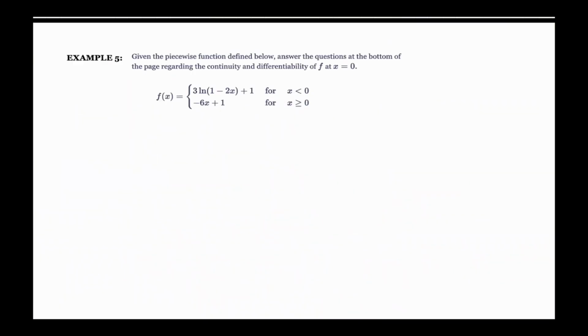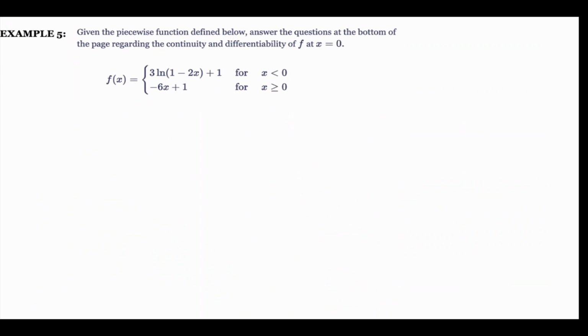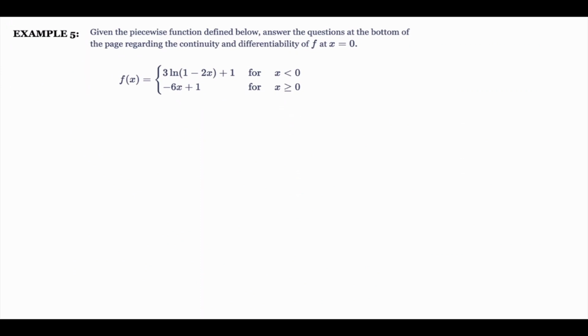Okay, so now let's look at equations that are a little bit different than the ones we've done before. It's the same thing. So we're doing the same exact thing. We're just looking at different types of equations. Okay. So number 5. Given the piecewise function defined below, answer the question at the bottom of the page regarding continuity. So the question is about continuity and differentiability. Is this continuous? Is it not continuous? Is it differentiable? Is it not differentiable? Okay, that's what they want us to answer.